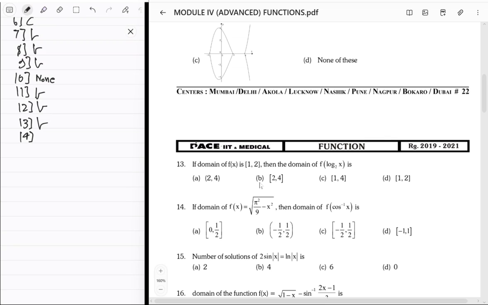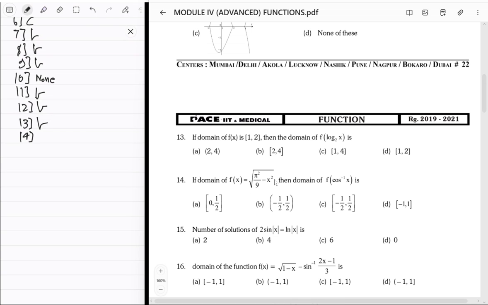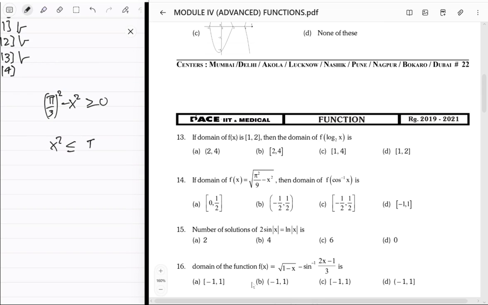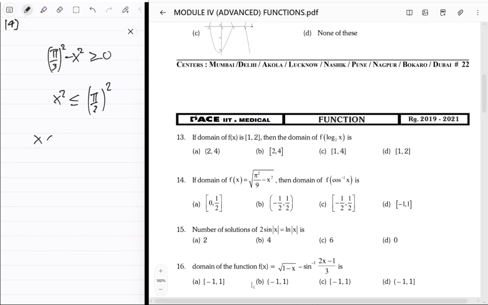14. If the domain of f of x is equal to this guy, then the domain of f of cosine inverse of x is what? I think you mean if f of x is equal to this guy, then the domain of f of cosine inverse of x. That's what you should have said. But whatever, just figure out the domain of this quantity. So pi upon 3 squared minus x squared should be bigger than or equal to 0. So x squared is less than or equal to pi upon 3 squared. So x belongs to this range, negative pi upon 3 to pi upon 3.